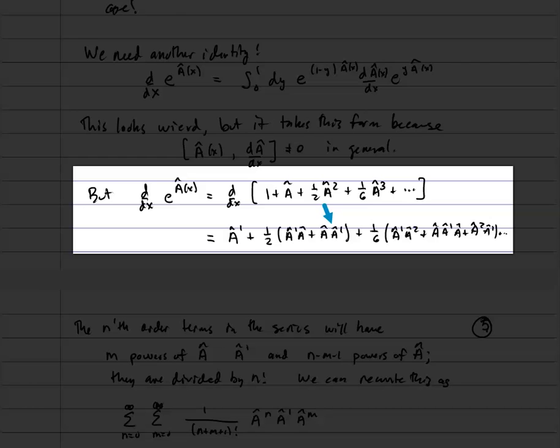I first have to write a squared as a times a and then use the product rule. And I'll get a derivative of the first term in the multiplication and a derivative of the second term in the multiplication. And I can't simplify that and write that as twice a prime a, because a does not necessarily commute with a prime. Now, similarly, if I calculate a cubed, I'm going to get 3 terms. I'm going to get a prime with a squared, I'm going to get a prime in the middle, and I'm going to get a squared times a prime, and so forth.